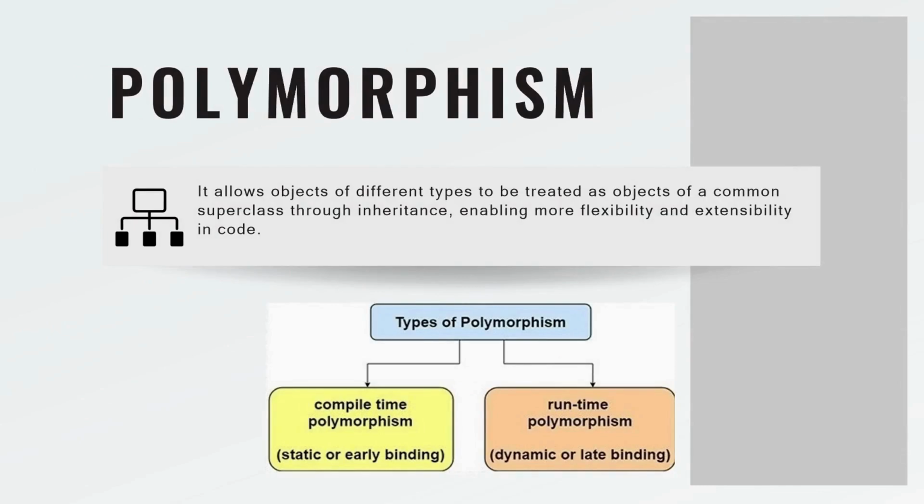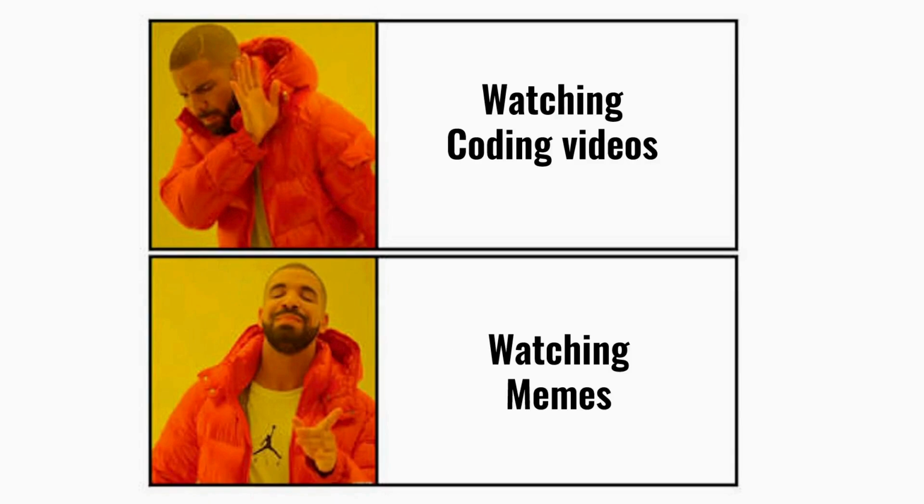Polymorphism allows objects of different types to be treated as objects of a common superclass through inheritance, enabling more flexibility and extensibility in code. It's like a superhero with multiple disguises. Just as a superhero can take on different appearances and powers depending on the situation, in Java, polymorphism allows objects to be treated as instances of their parent class, even if they are actually instances of subclasses. In simple words, it's the ability of an object to behave differently in different scenarios.